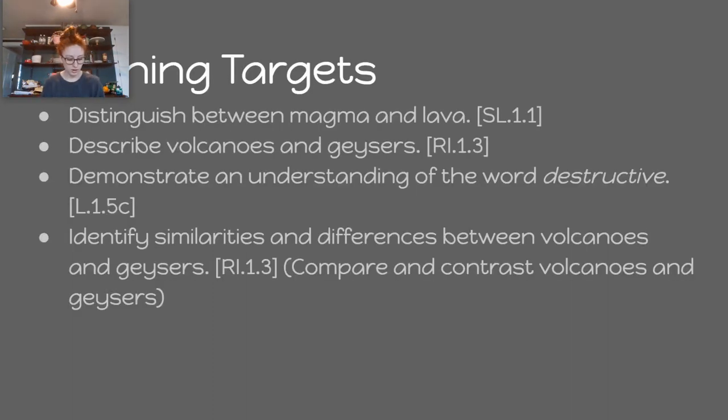Okay, let's see, let's make sure that we hit all of our learning targets. Did we distinguish between magma and lava? Yes, remember magma is before it gets onto the surface of the earth. Lava is what we call it once it's on the surface of the earth. Did we talk about volcanoes and geysers? Did we work with the word destructive? And did we talk about similarities and differences between volcanoes and geysers? Yes, we did.